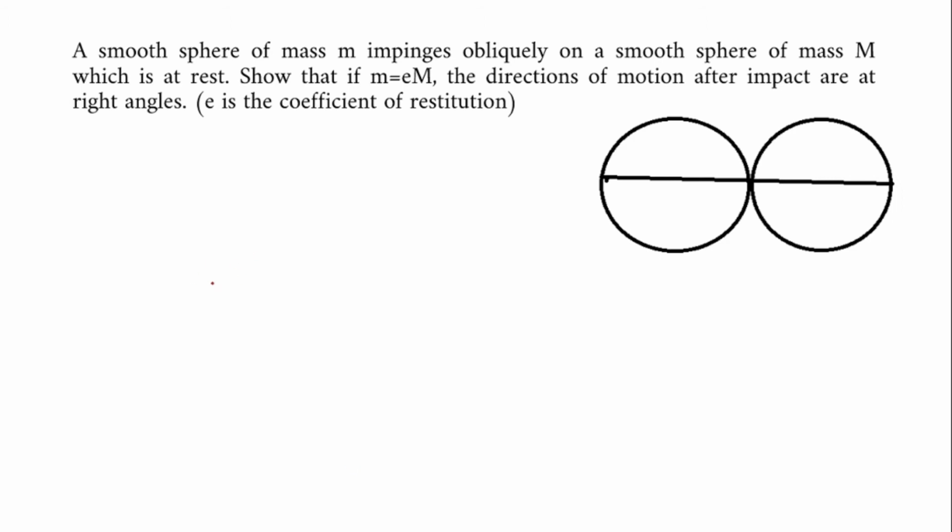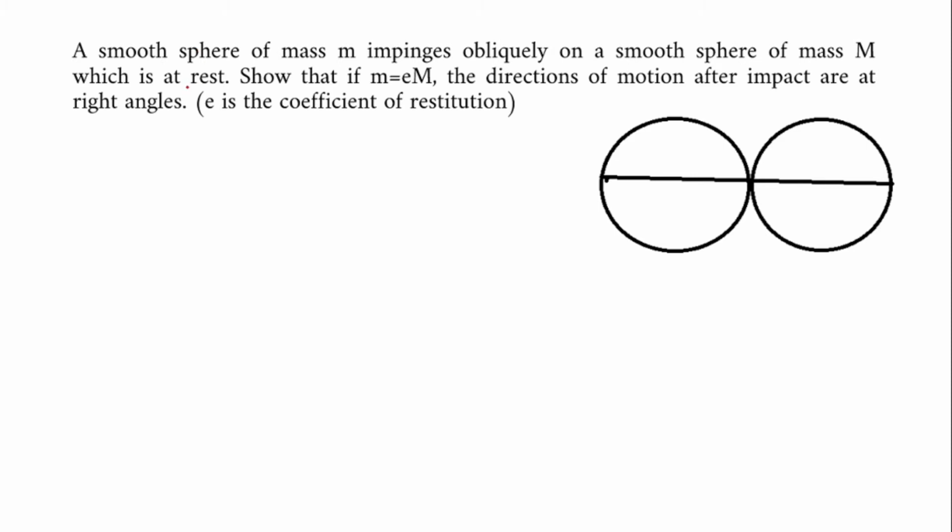So the second problem is: a smooth sphere of mass m impinges obliquely on a smooth sphere of mass capital M which is at rest. Show that if m is equal to e times capital M, the directions of motion after impact are at right angles. So we are going to prove that the directions of motion after impact are at right angles, that is 90 degrees.